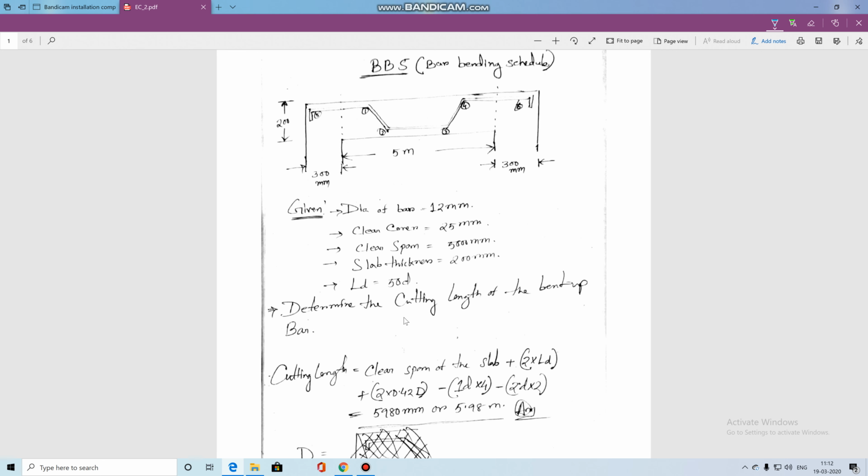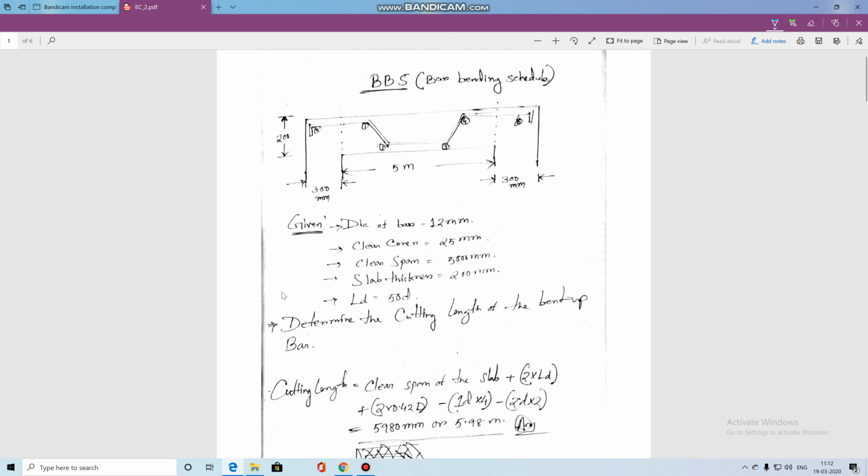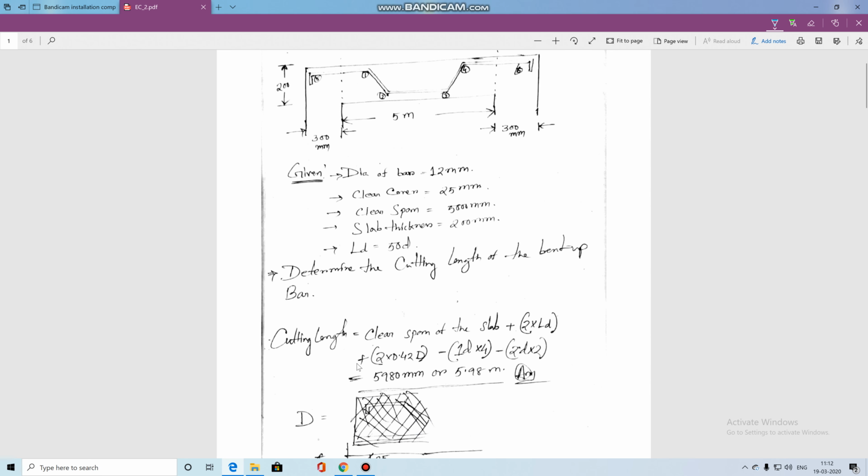Now determine the cutting length of the bent up bar. If I cut a straight bar and bend it like this, I need to calculate how much length it will require to make a single bent up bar. So this is the cutting length, which I have calculated here. Clear span of the slab: what is clear span? Clear span is the distance from one end to the other at the inner side of the beam.